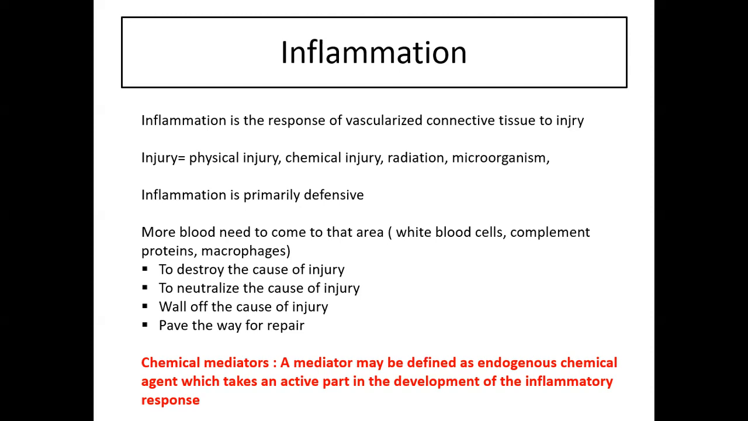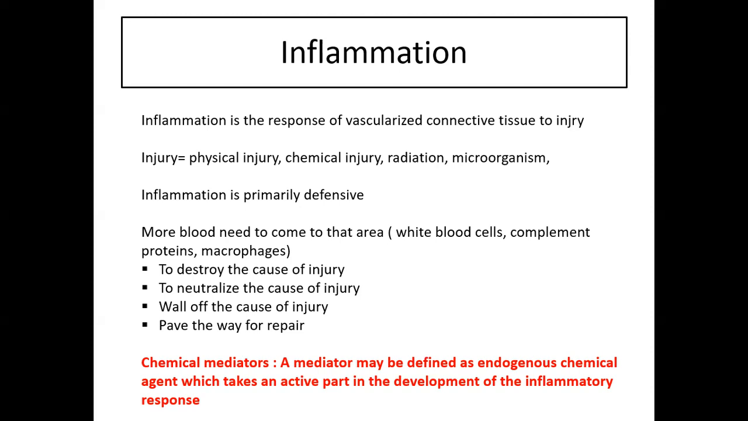Inflammation mostly sounds very bad, but the point is that inflammation is primarily defensive. If a bacterium invades your hand, more blood comes to that area. The bacteria release endotoxins and destroy cells. With more blood at the area, more white blood cells come, more complement proteins come, more macrophages come. These immunocompetent cells fight against the bacteria. So the bacteria cause inflammation, but more blood comes to the area with the white blood cells, macrophages and complement proteins to fight.